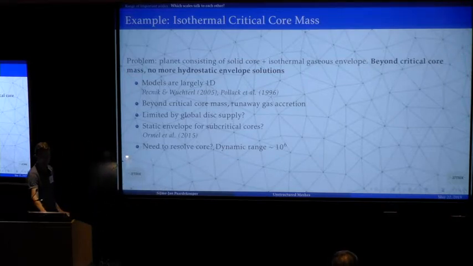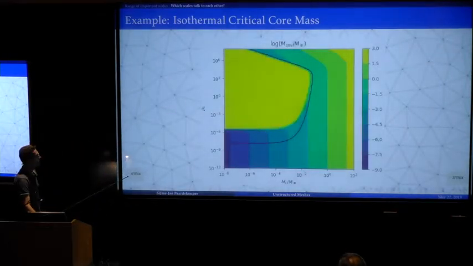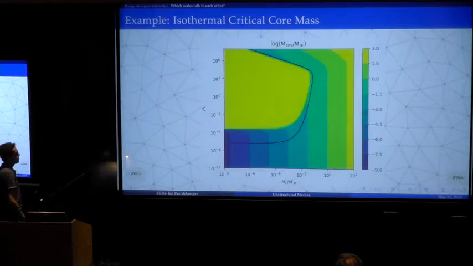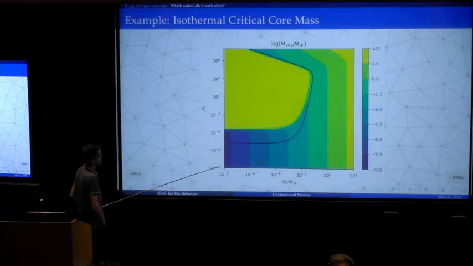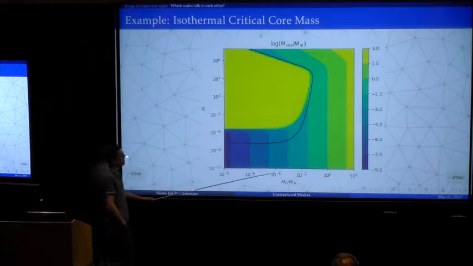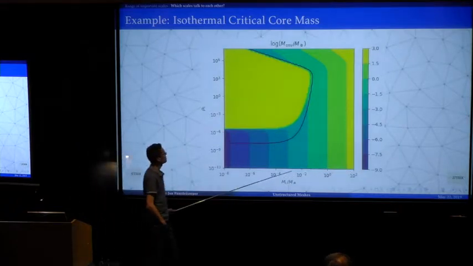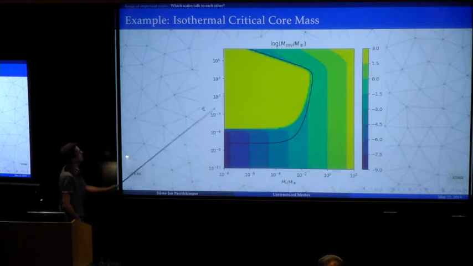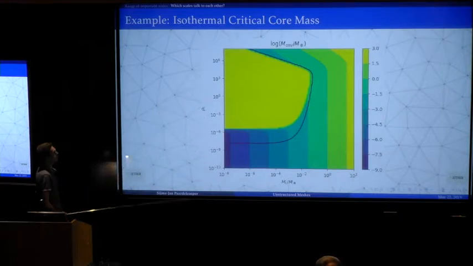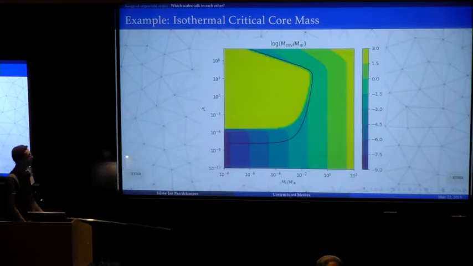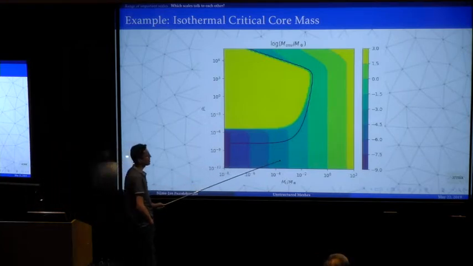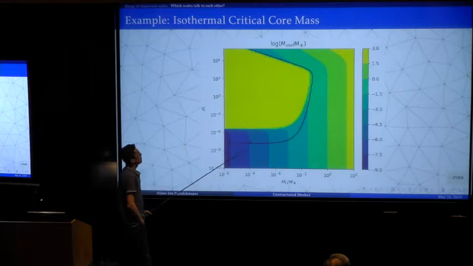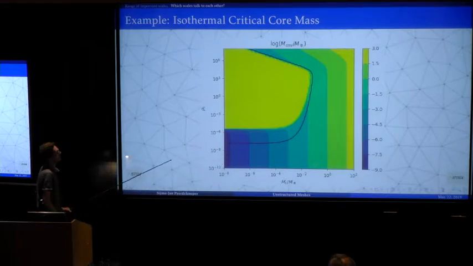So let's quickly look at what the critical core masses are. If you do a simple isothermal self-gravitating envelope, for every combination of core mass in Earth masses, you can choose a density at the surface of the core, and for every combination of core mass and central density, you can calculate a hydrostatic envelope. But the problem comes when you want to connect this to a disk.